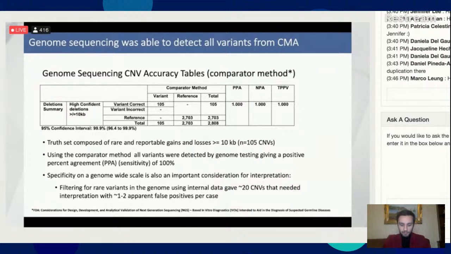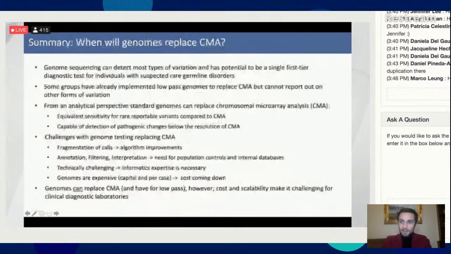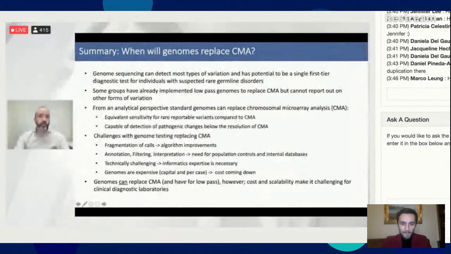Looking at it on a genome-wide scale, you want to make sure you don't get too many variants. But once you filter down for rare variants that are of a certain size, you actually don't get too many. So generally speaking, at least in our experience, you're getting around 20 rare CNVs that would need to be interrogated. And then from these, only about 1 or 2 are apparent false positives per case. So we are noticing a relatively low false positive rate, and it's making it manageable to be able to report out from genomes.